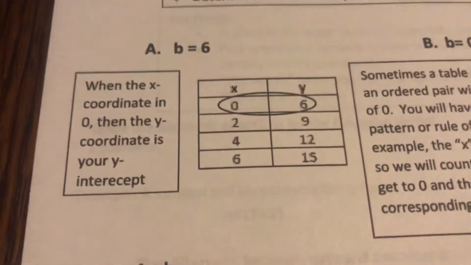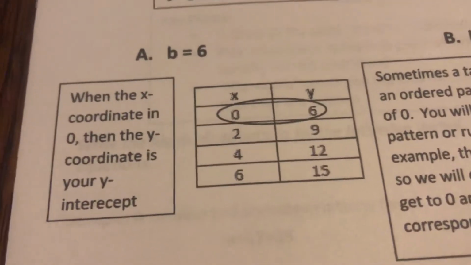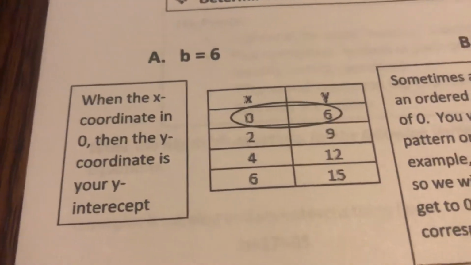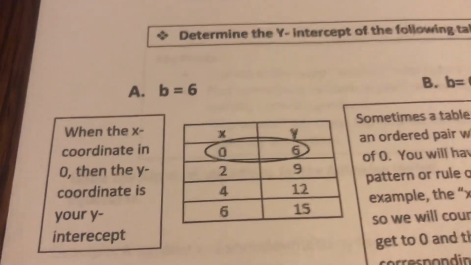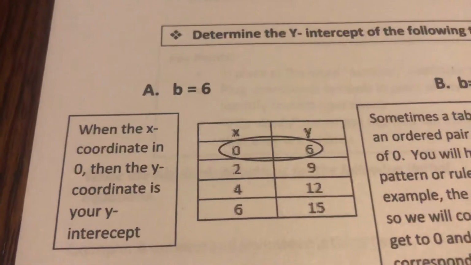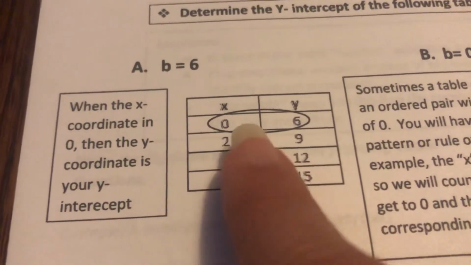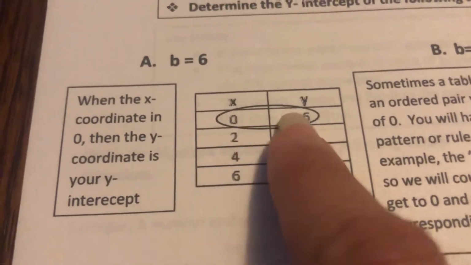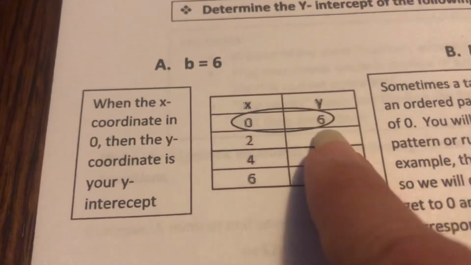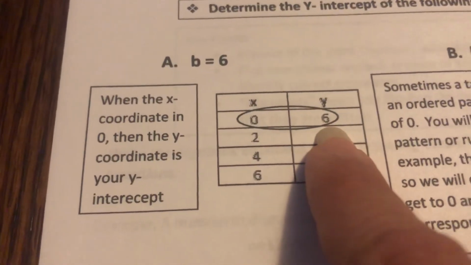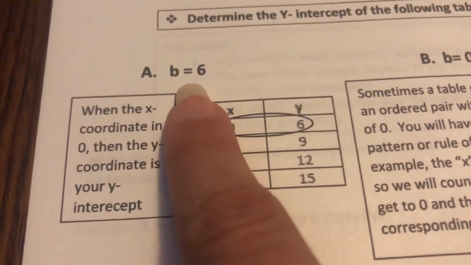Now with tables, sometimes you get a table where it's very simple to identify the y-intercept, because just like with a graph where the line went through the y-axis at 0, 3, the 0 was the x-coordinate and the y-coordinate was 3. So on this one right here, when you're looking at your table, if you can see that you have an ordered pair that has an x-coordinate of 0, then the y-coordinate is your y-intercept. So in this case, 0, 6 tells us that our y-intercept is 6.